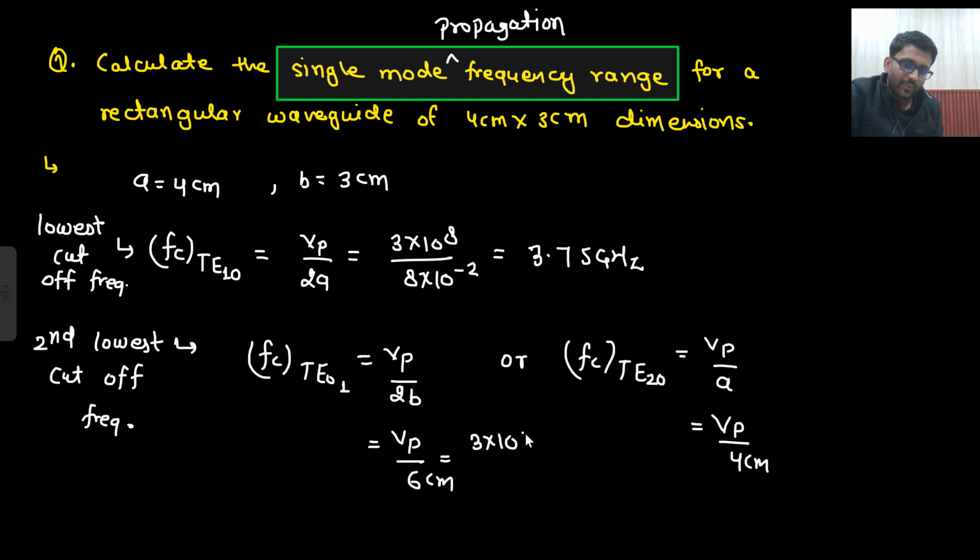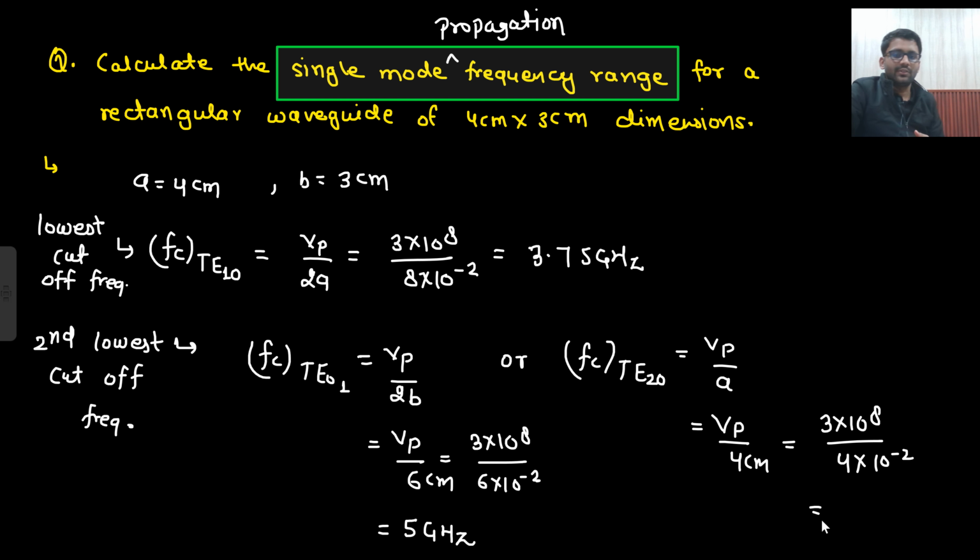So if I put the value 3 into 10 to the power 8 divided by 6 into 10 to the power minus 2, so 300 by 6, this will be 5 gigahertz. And what about this one? This is 3 into 10 to the power 8 divided by 4 into 10 to the power minus 2. So 30 by 4, that should be 7.5 I guess. 30 by 4 is 7.5 only, you know. Don't trust yourself. 7.5 gigahertz. So this is the lowest. The second number is this, and this is the third number.